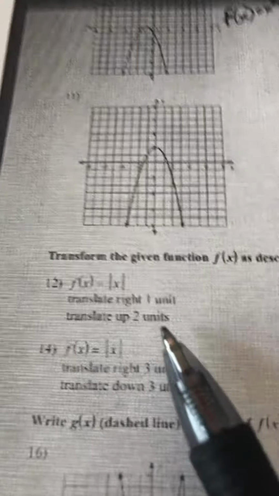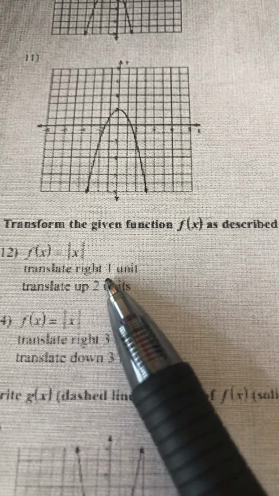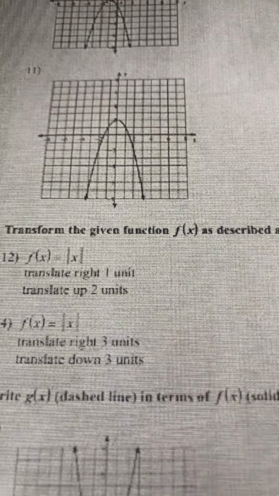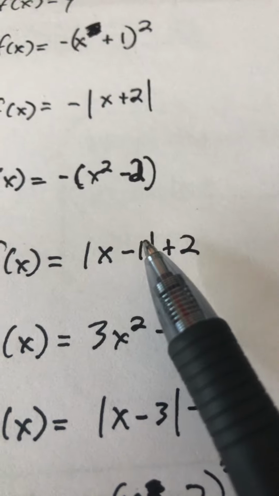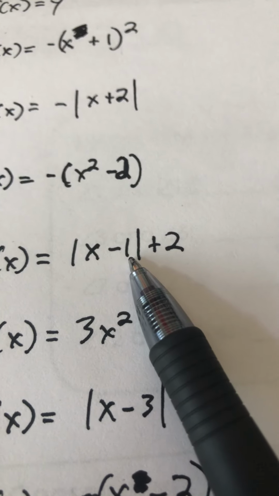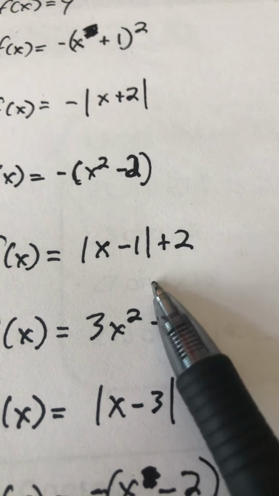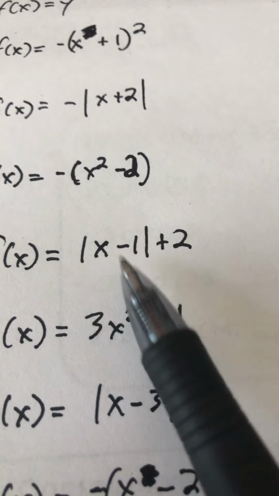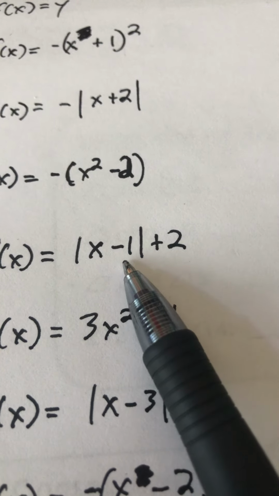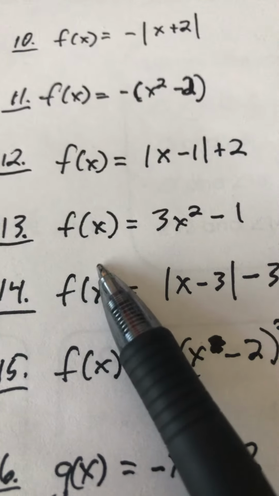And then number 12, we're just taking this function and we're going to translate it right 1 unit and translate it up 2 units. What is that going to look like using my rules again? Okay, this takes me right 1 unit, and this takes me up 2 units. Everything else, that's what I added to this. So inside the absolute value bars, that's going to be the right to left, and then outside is going to be the up and down. 13.